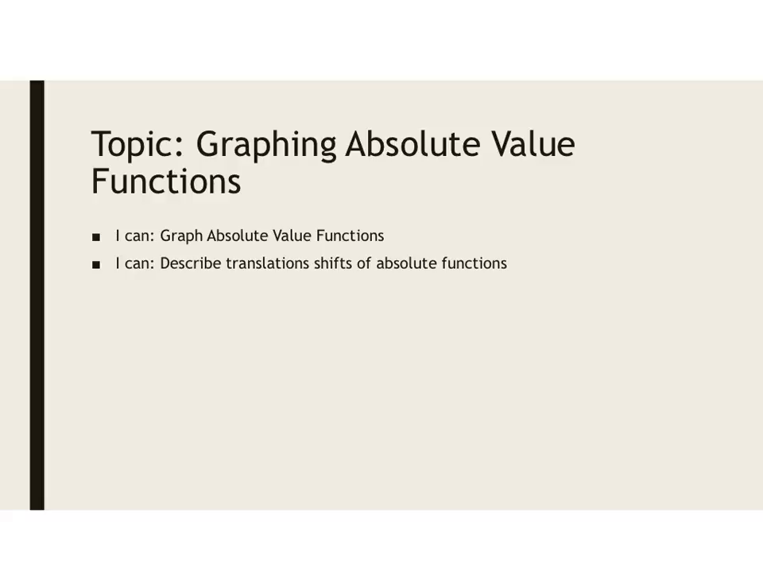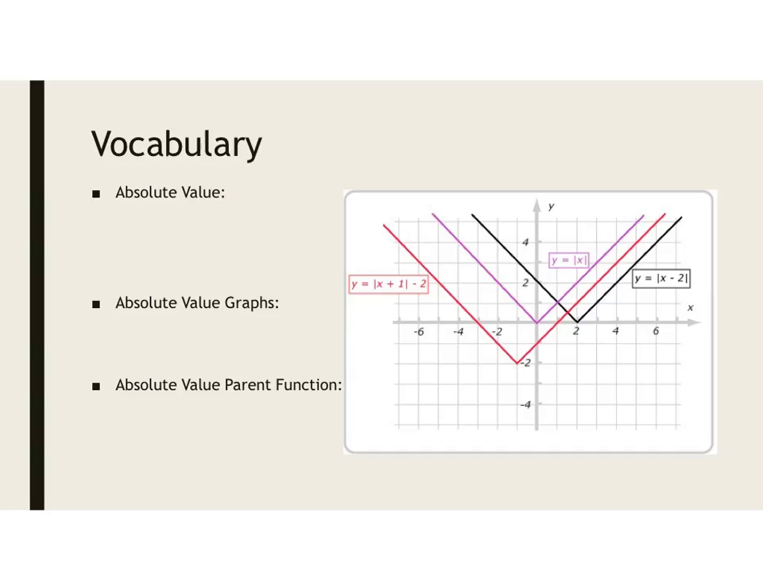Today we're going to be graphing absolute value functions, and we're going to describe their translations, their shifts, similar to last time about vertical and horizontal shifts. Absolute value: you might not remember this from way back when, but absolute value was these bars, like -4 with bars around it. The absolute value is describing its total distance from 0.